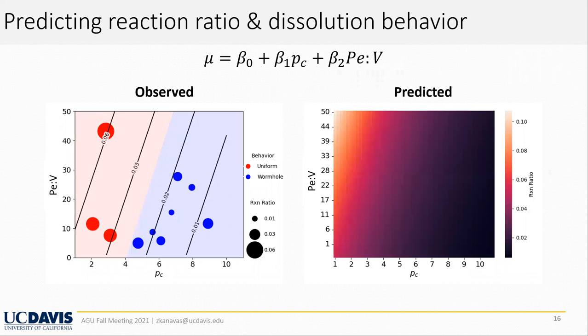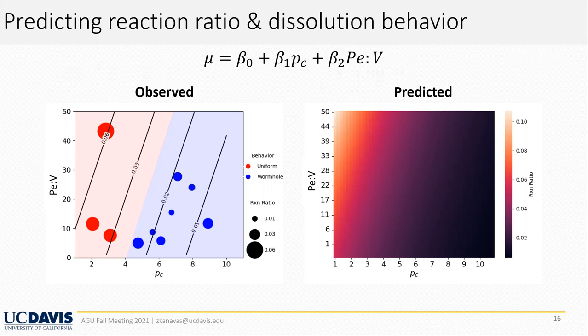Shown on the left is our observed data. On the x-axis is PC, and on the y is the Peclet volume interaction. The marker size is proportional to the reaction ratio, and the color indicates the observed dissolution behavior. Immediately, we can see the relationship between the reaction ratio and dissolution behavior, where larger reaction ratios are associated with uniform dissolution and smaller reaction ratios are associated with wormhole dissolution.